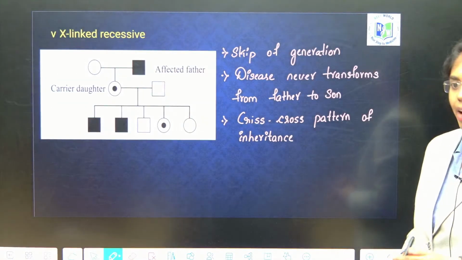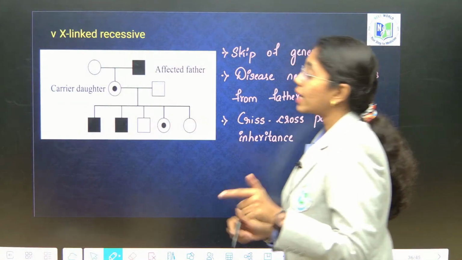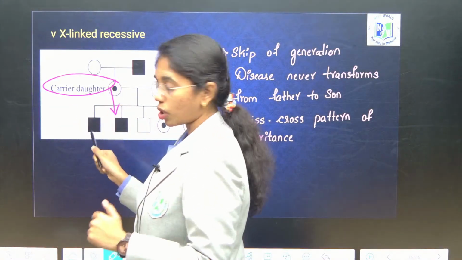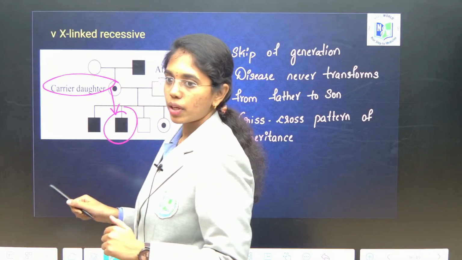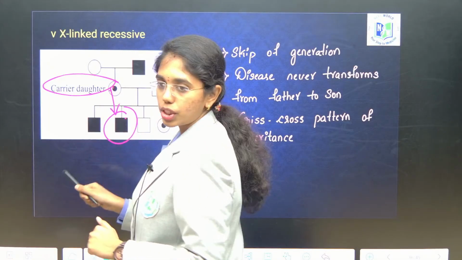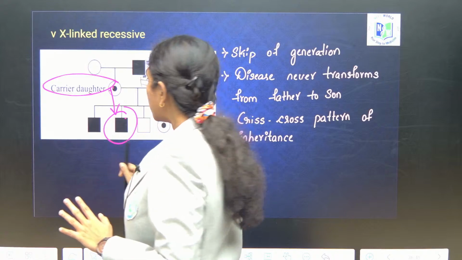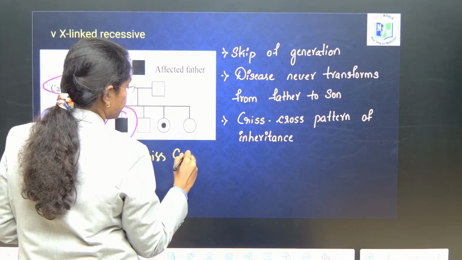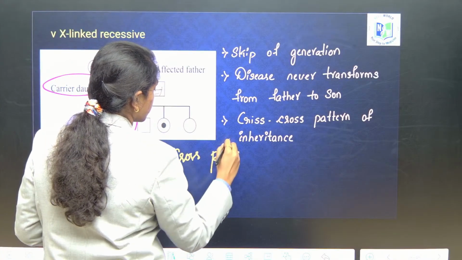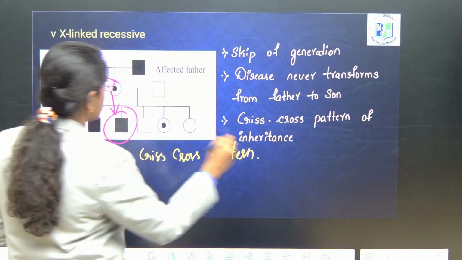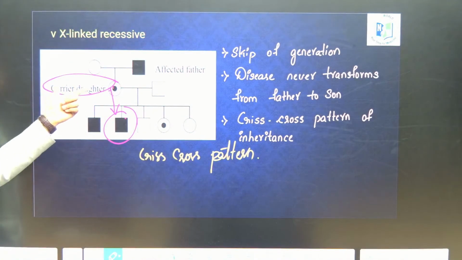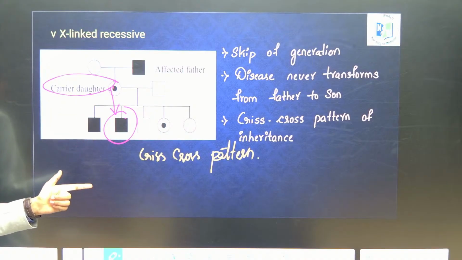X-linked recessive, of course skip of generation will be there. Carrier female will show the expression of the disease in the males. Carrier females will give the disease to sons. Okay. So, here it will show criss-cross pattern of inheritance. So, what are the features? First is skip of generation will be seen. Second, carrier females carry the disease to sons. Okay. Third thing, criss-cross pattern of inheritance.